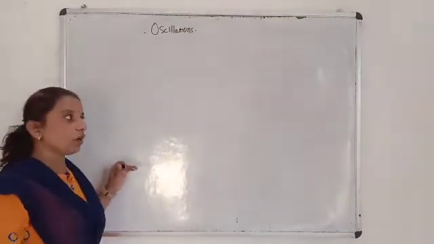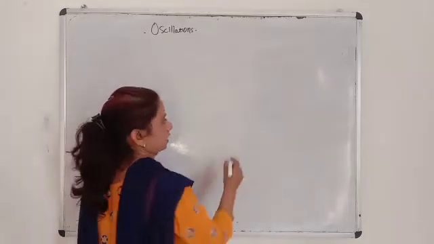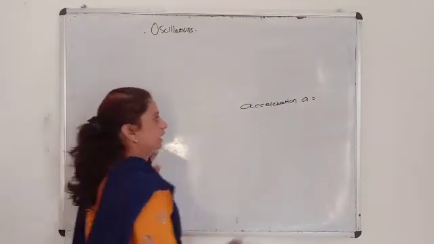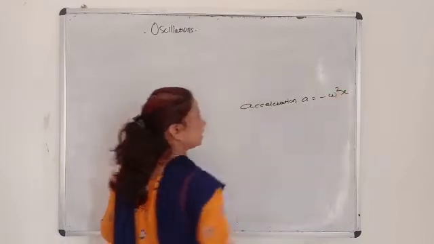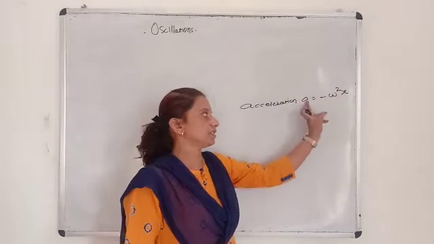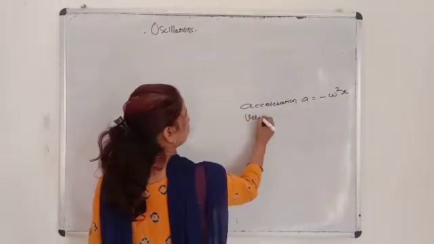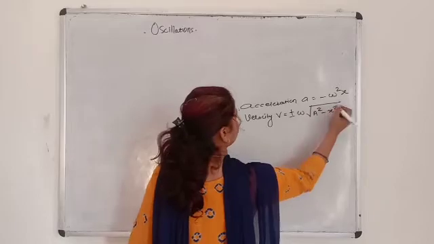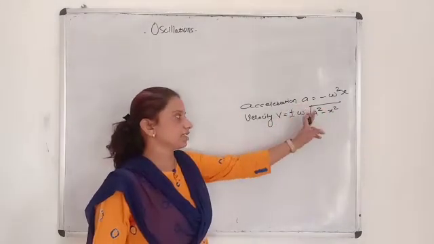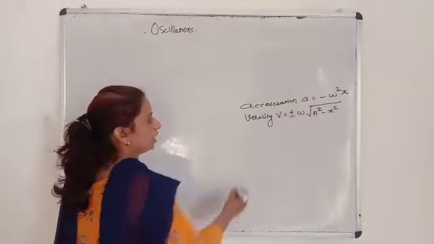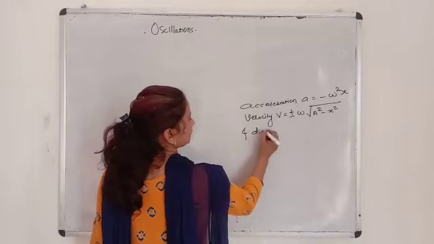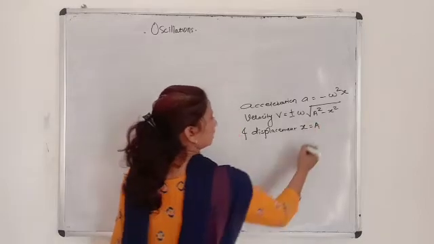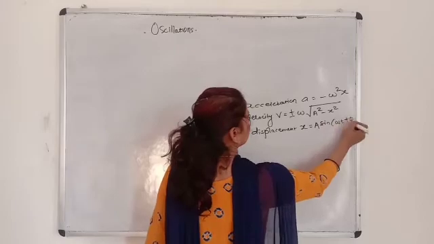In the previous lecture, we have already seen the general expressions. Acceleration a equals to minus omega square into x. The negative sign shows that acceleration and displacement are oppositely directed. Velocity v equals to plus minus omega under root A square minus x square. Here a represents acceleration, capital A represents the amplitude of the system, and the displacement x equals A sine of omega t plus phi.